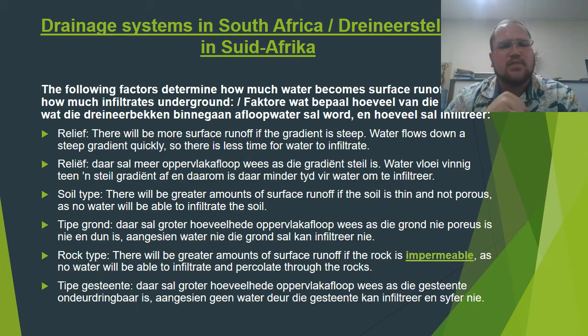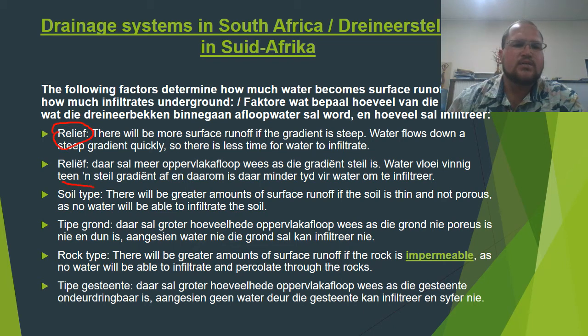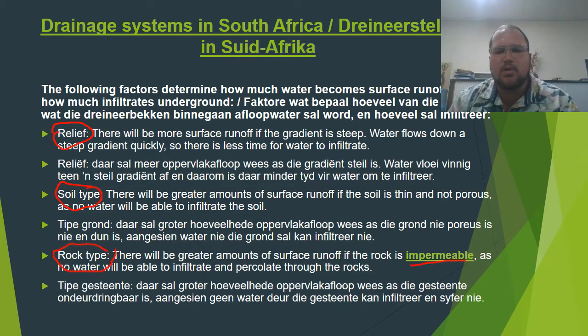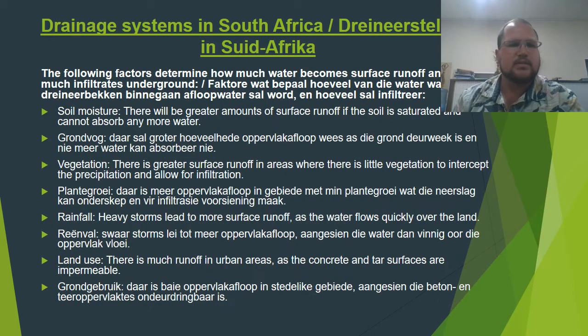Drainage systems in South Africa. The following factors determine how much water becomes surface runoff and how much infiltrates underground. Relief, in other words, how steep the area is, and the soil type. If the soil type is looser, more permeable, more water will flow through it. And the rock type. Like I said, impermeable rock means water can't flow through it. If it's permeable, the water can seep into it.